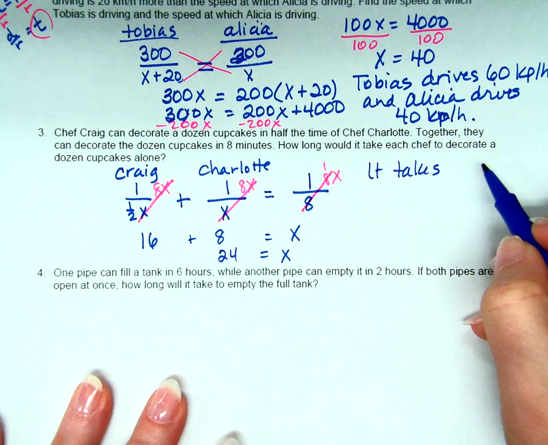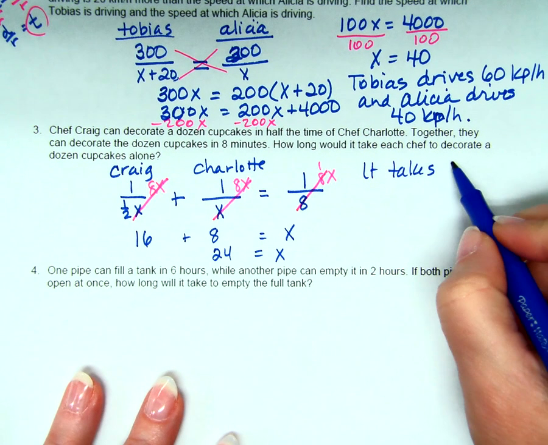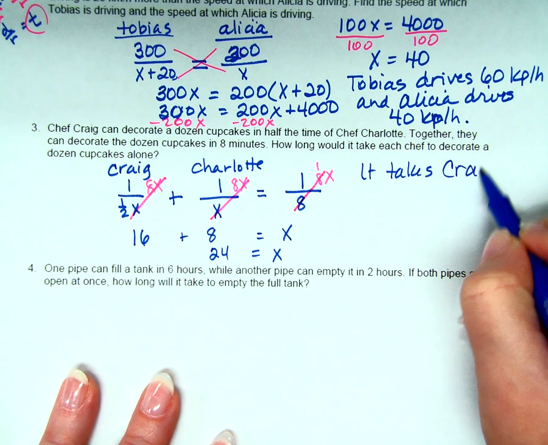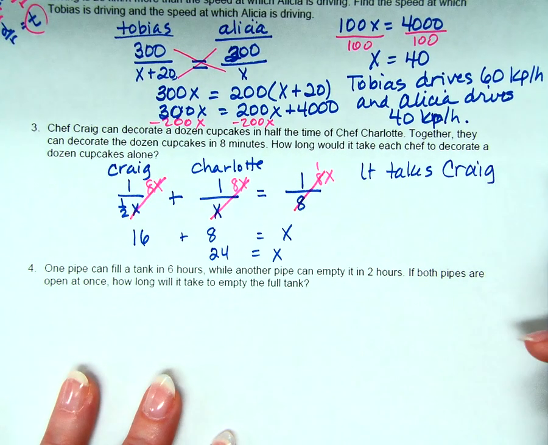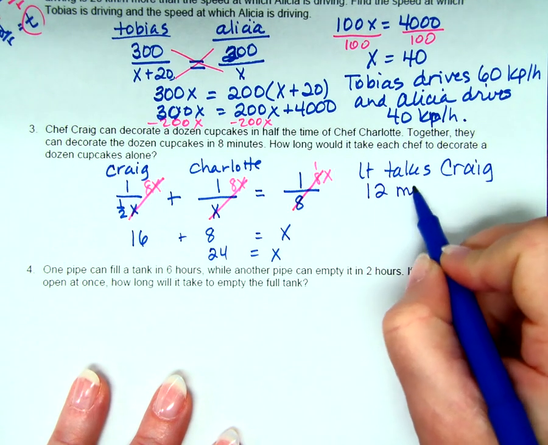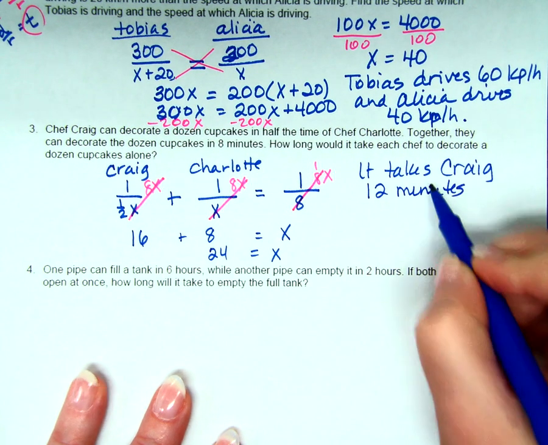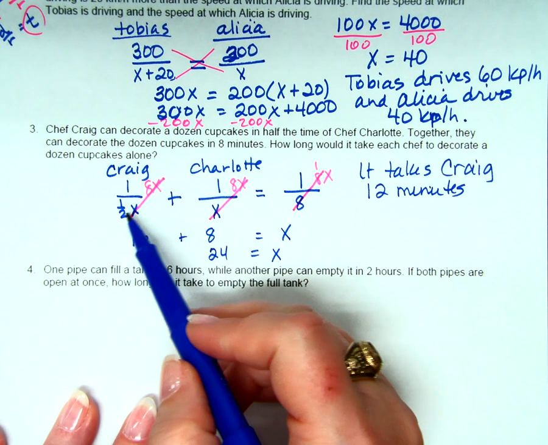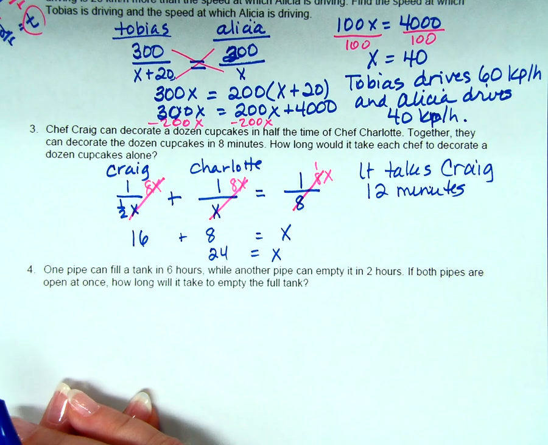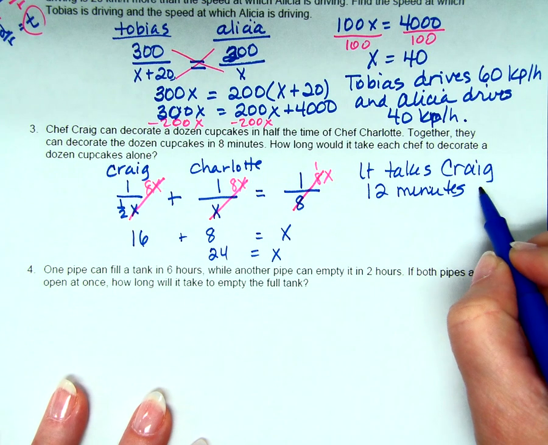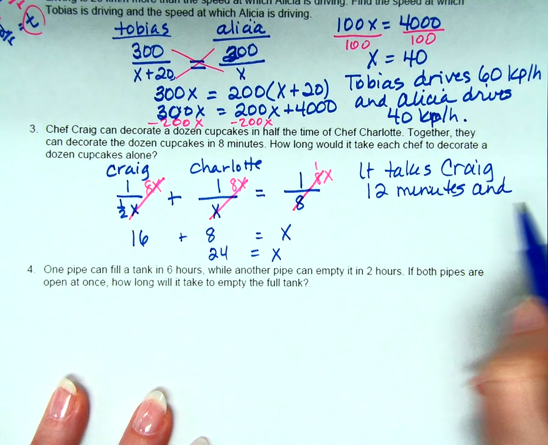It takes what? It takes Craig. You want to start with Craig? Okay, I'm okay with that. It takes Craig what? 12 minutes? That's not what we got for x. Oh, but we labeled so we can look back and see it's half x for Craig, yes? So 12 minutes, and Charlotte?